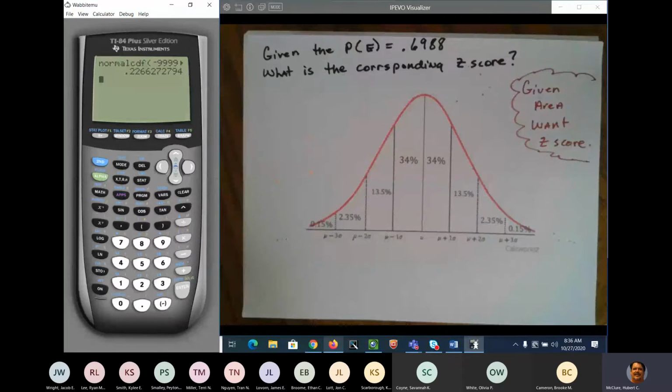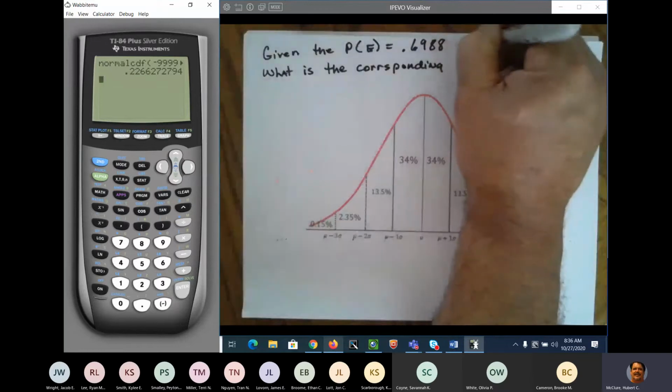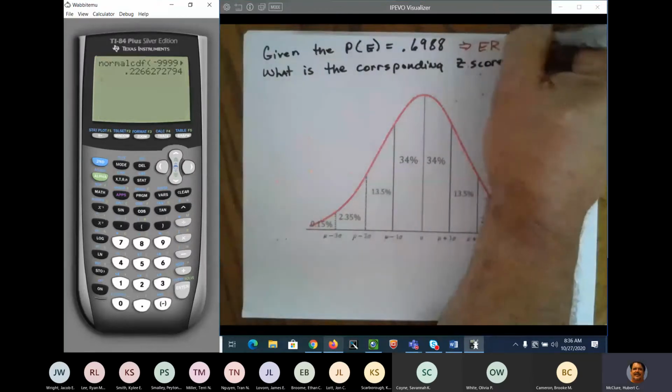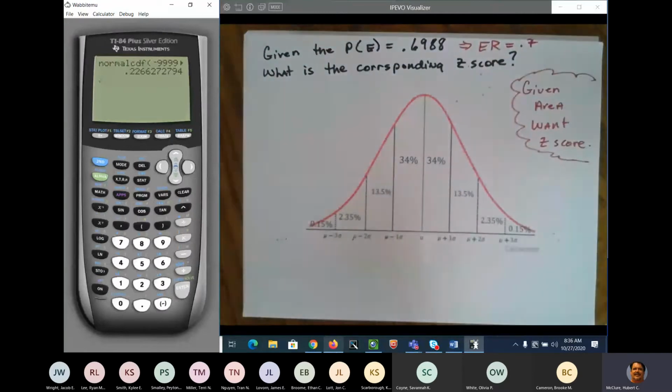So where is 0.69? We're just going to call it 0.7 because that 8 bumps that 0.69 up to 7. So for the empirical rule, I'm going to use 0.7. For the empirical rule, I'm just going to use 0.7 because there's no way in Hades that I'm going to be able to sketch with the empirical rule 0.6988.